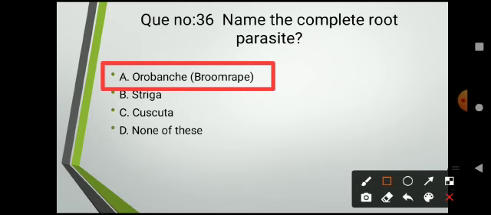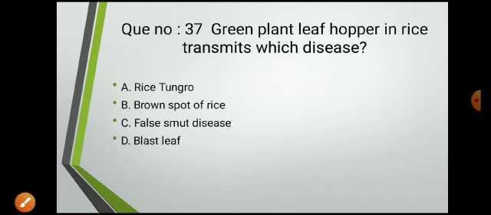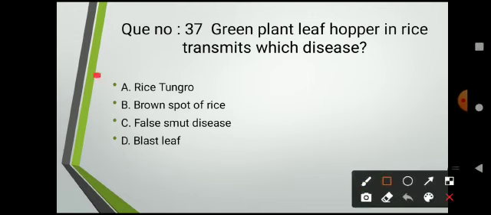Next question, question number 37. Green plant leaf hopper in rice transmits which disease? And the options are rice tungro, brown spot of rice, false smut disease and blast leaf. And the correct option is option A, that is rice tungro. Green plant leaf hopper in rice transmits rice tungro disease.